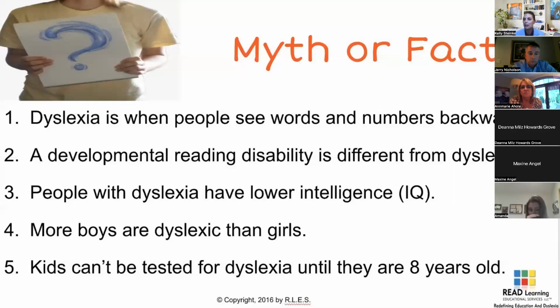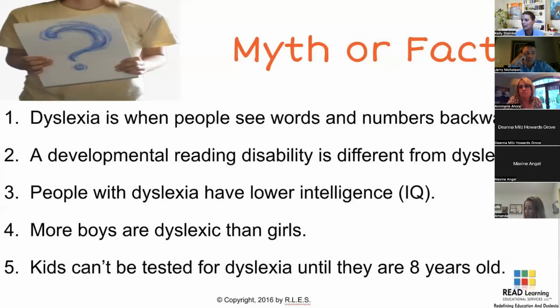Number 3, people with dyslexia have lower intelligence. Of course, we just talked about this before. This is false. Number 4, more boys are dyslexic than girls. What do you think? False. Good. False. Prevalence is the same across the genders.